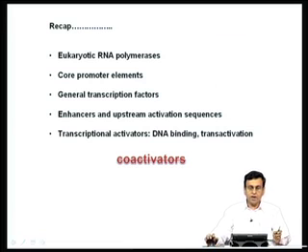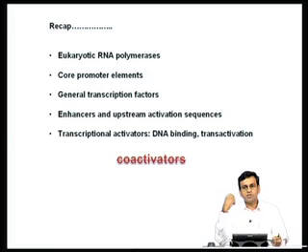Just to recapitulate what we have been discussing the last few classes, we began our discussion with eukaryotic RNA polymerases. We then went ahead to discuss the core promoter elements around which the pre-initiation complex is assembled, which consists of general transcription factors and RNA polymerase II. And then we discussed the various general transcription factors and how they function.